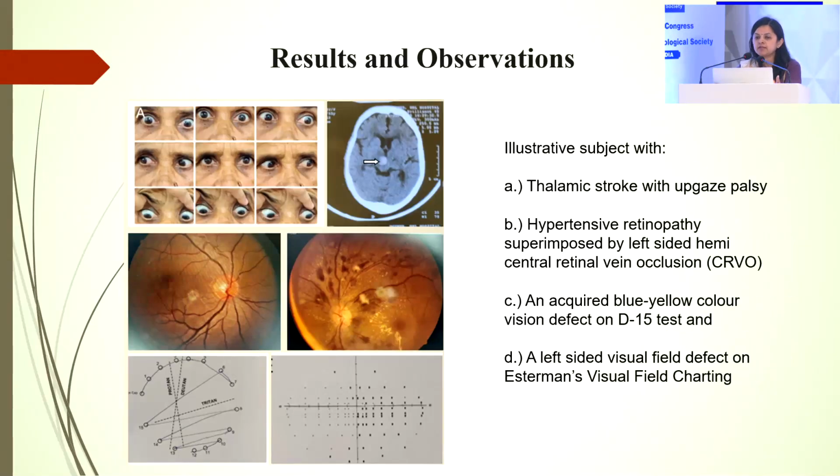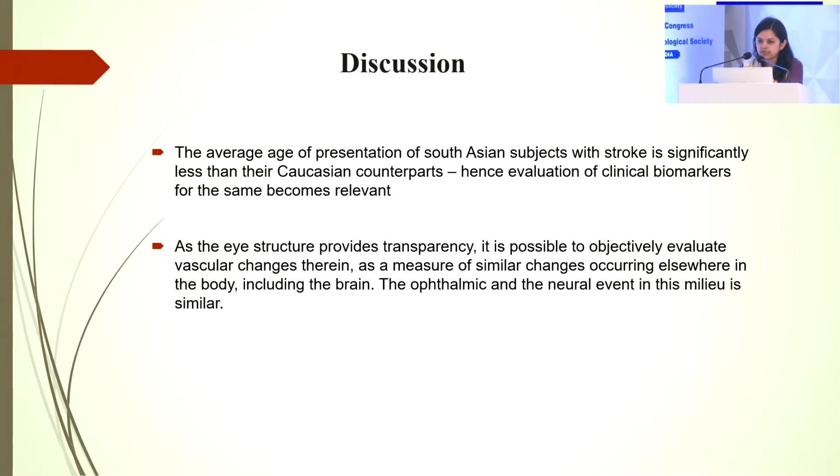This is one illustrative case whom we observed after surviving a thalamic stroke. He had an up-gaze palsy. On looking at his fundus, the right eye had hypertensive retinopathy changes, grade 2, while the left eye had hemiretinal vein occlusion, which is again a consequence of the raised blood pressure in the patient. Due to the stroke, there was also an acquired blue-yellow color vision defect and a right-sided hemianopia, as seen on the Esterman visual charting.